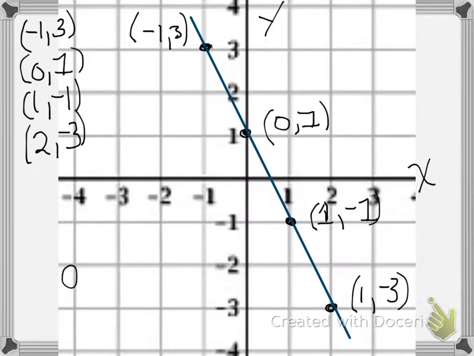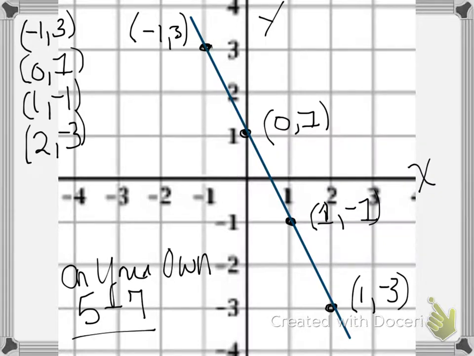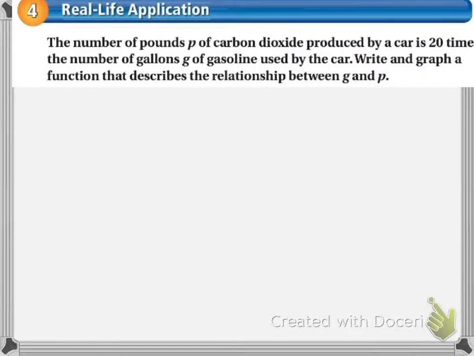Please do on your own right now numbers 5 through 7. And when you're done with that, come on back.